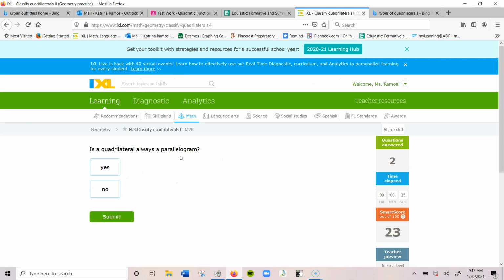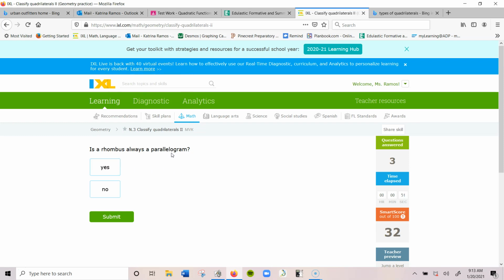Is a quadrilateral always a parallelogram? And this is a no because we know that kites are quadrilaterals but are not parallelograms. So no. So a lot of the times when it comes to answering these questions, we have to kind of think of what is a counterexample, meaning what would make this statement false. And sometimes that helps when identifying if this is true or not.